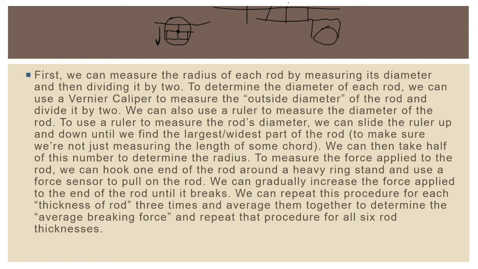Of course, there are digital calipers as well. And so if you just wrap it around it, it'll literally just display the number on the screen. And that's that. Moving on, I said we can then take half of this number to determine the radius, obviously, if you use the ruler as well.